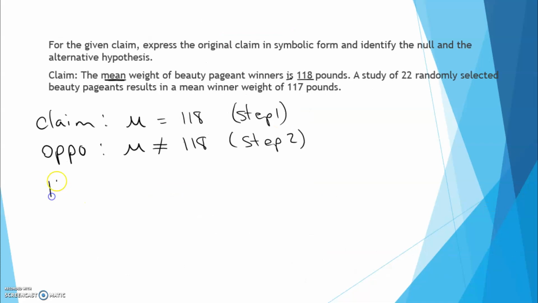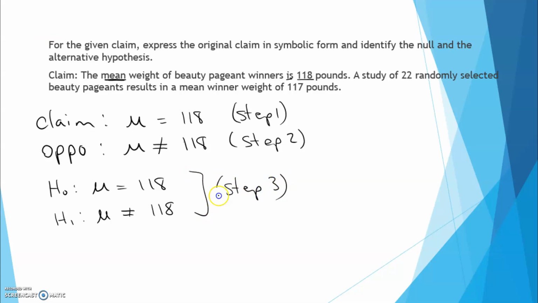Okay, so h sub 0. Well, there's an equal sign right there. Mu is equal to 118. That's got to be my null hypothesis. And my alternative hypothesis, h sub 1, that would be mu is not equal to 118. So these two, this is step 3. So notice I didn't even need this part right here to get steps 1 through 3. And that's it.